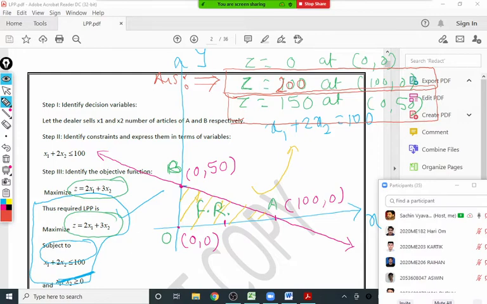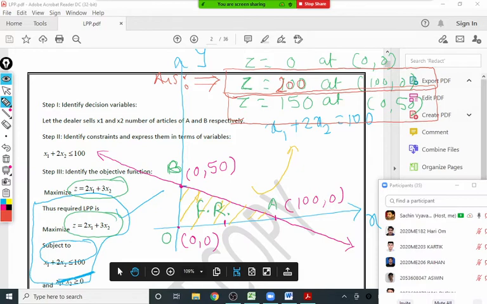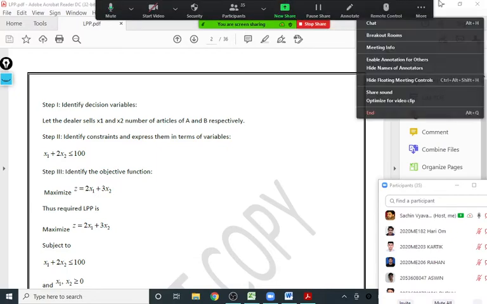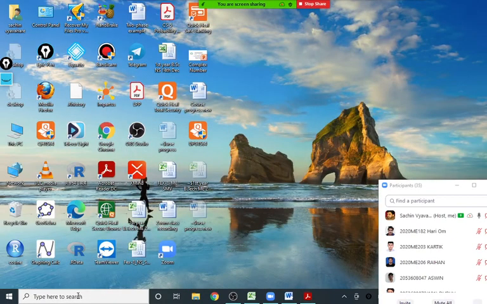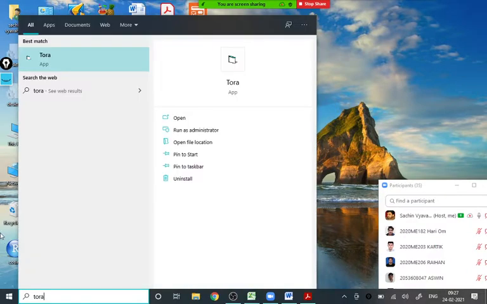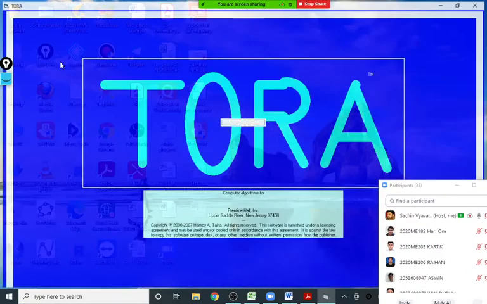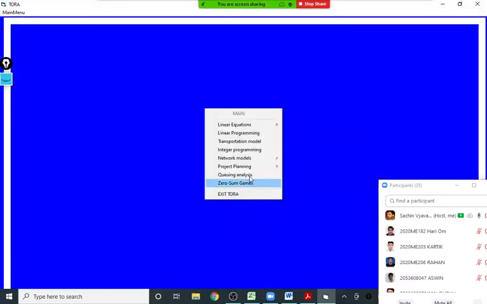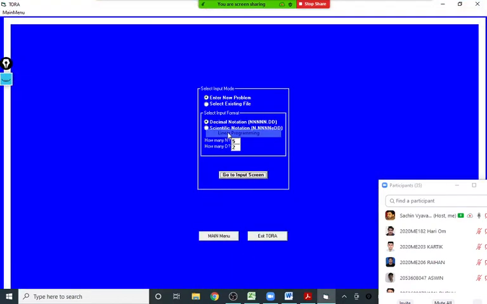Now the first thing that I want to show you is the same solution. See, 2x1 plus 3x2 and x1 plus x2 less than or equal to 100. Let me show you this same solution by one software, and the name of that software is Tora. Tora is software to solve problems by the graphical method as well as the simplex method. By both methods we can solve the problem on this software.